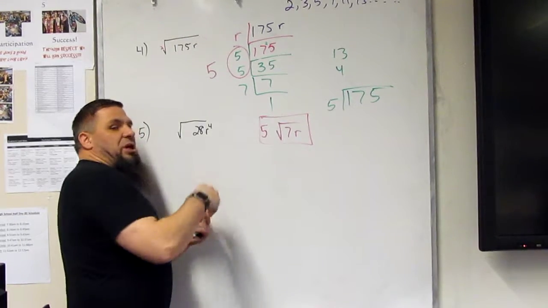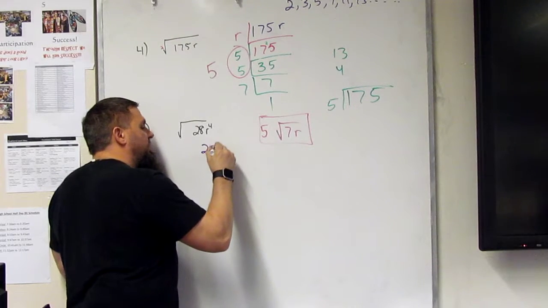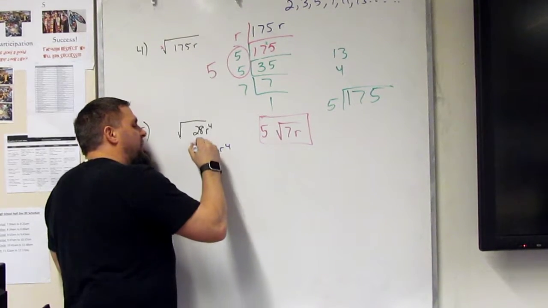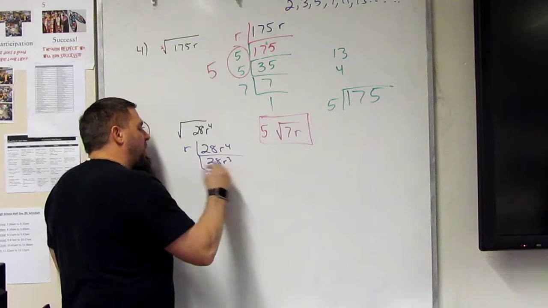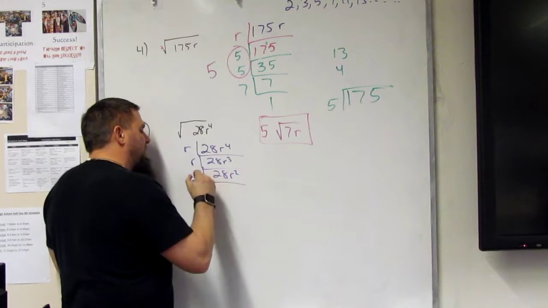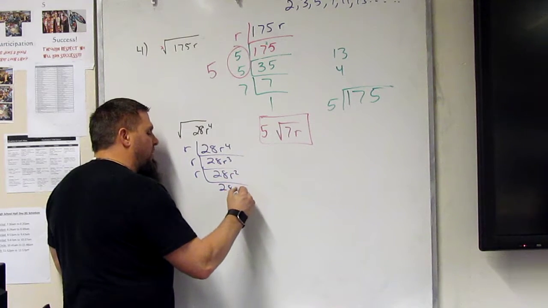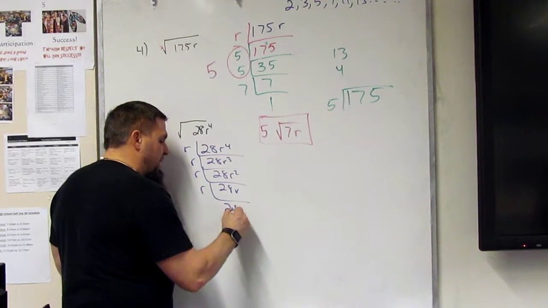So now we're going to try 28R4. Now I'm going to pull out the R. Then I'm left with 28R3. I pull out the R, I'm left with 28R2. I pull out the R, I'm left with 28R. I pull out the R, and I'm left with 28.